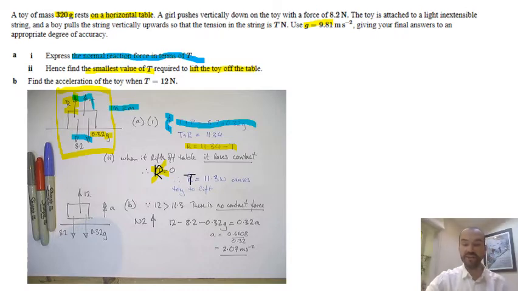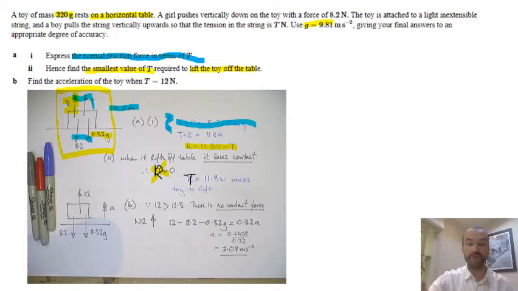11.3 is the smallest value, to 3 sig fig, that the tension would be in order for the reaction to be 0. It loses contact, so the reaction is 0. No contact force.